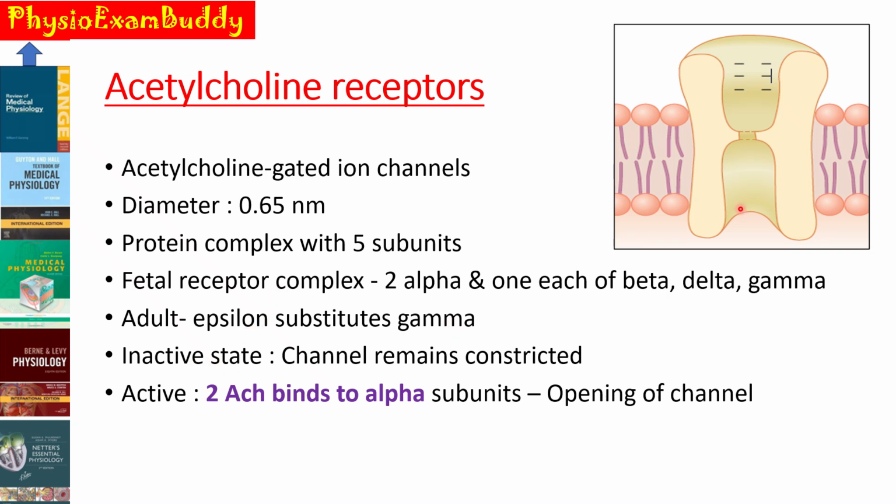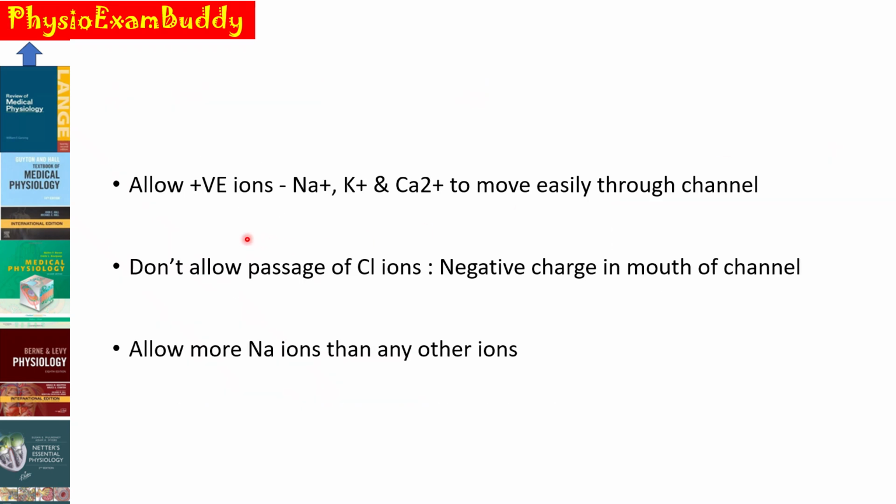In the inactive state, the gate is usually closed, that is, the channel remains constricted. But whenever acetylcholine binds to the alpha subunit of this acetylcholine receptor, it causes the opening of the channel. Through this channel, only positive ions like sodium, potassium and calcium move easily. It won't allow the passage of negative ions, especially chloride ions, because of the negative charge present at the mouth of the channel, which repels negative charge. So the opening of the acetylcholine receptor will allow more sodium ions than any other ions.